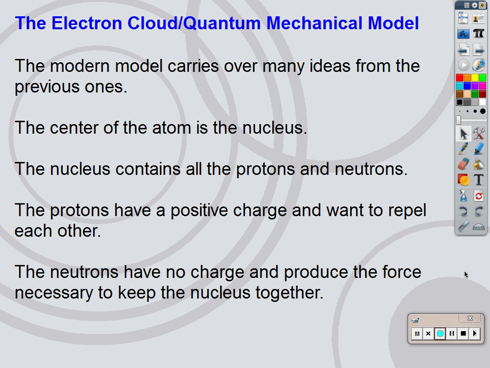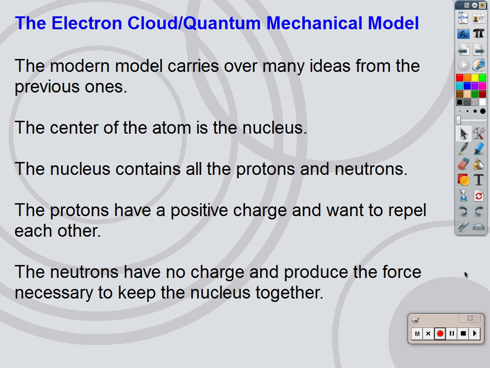When he got to helium, lithium, beryllium, and many other elements, and investigated their line spectra, they didn't come out exactly the way he had thought they would. It indicated there was some kind of missing information, some kind of missing detail in his model. And that's what the electron cloud or quantum mechanical model aims to fix.